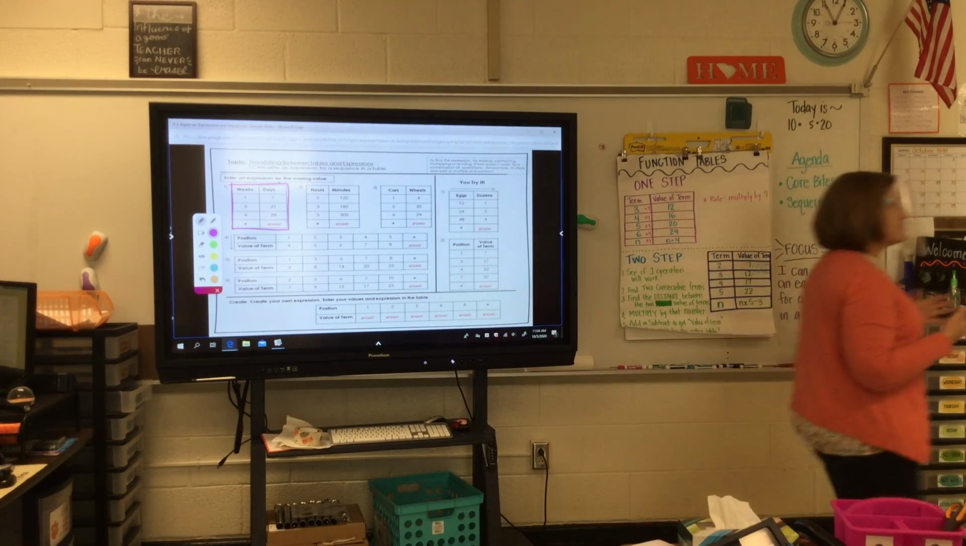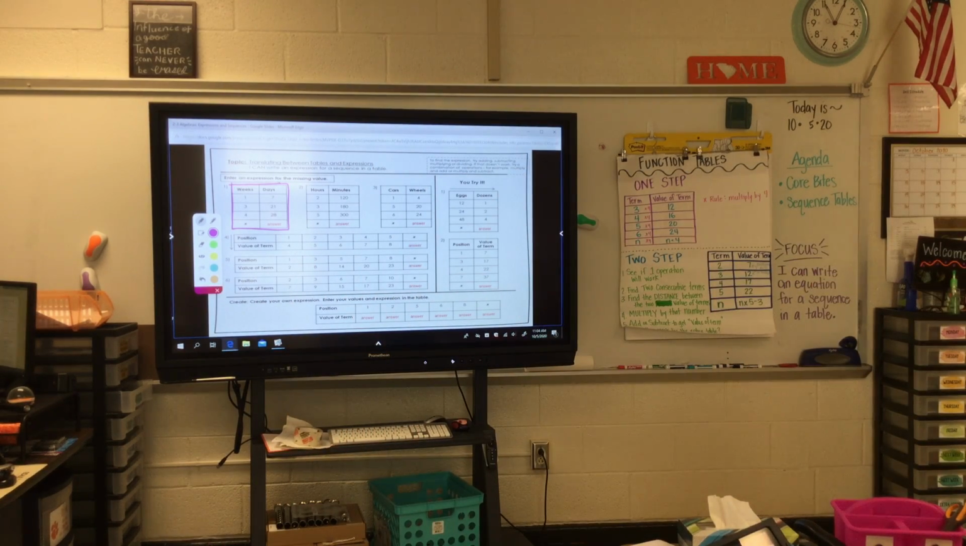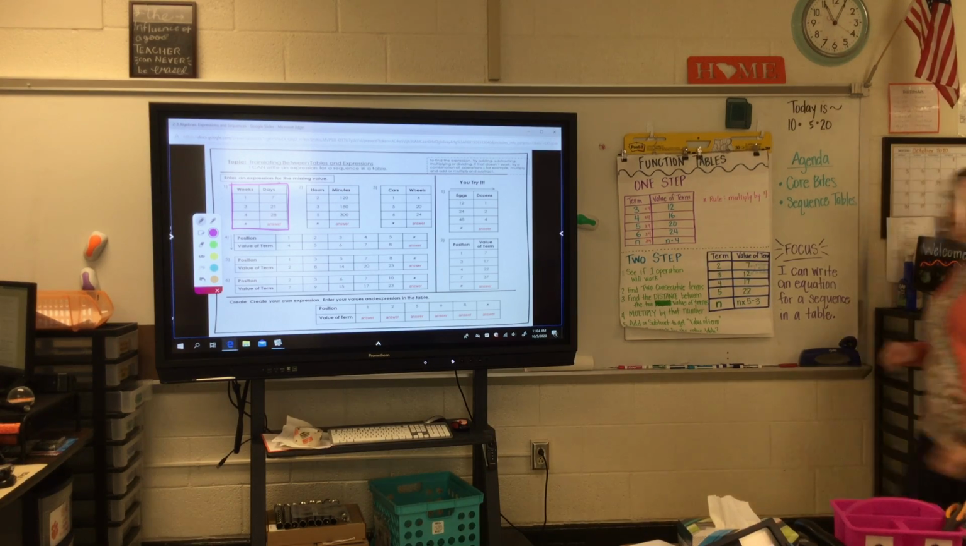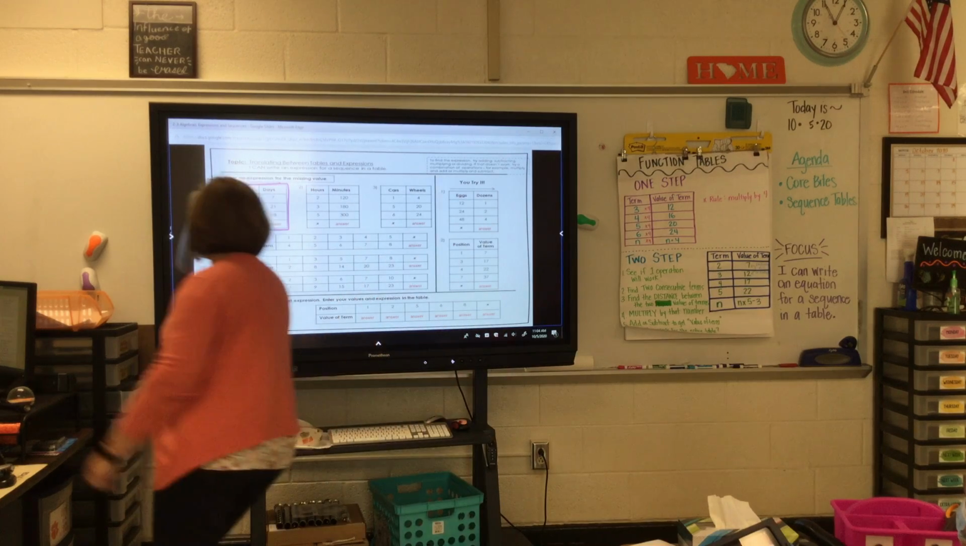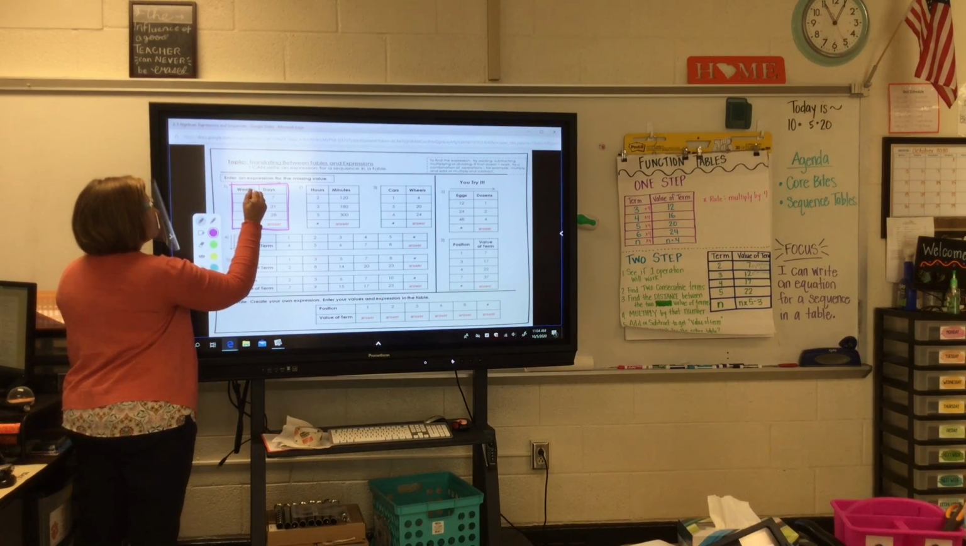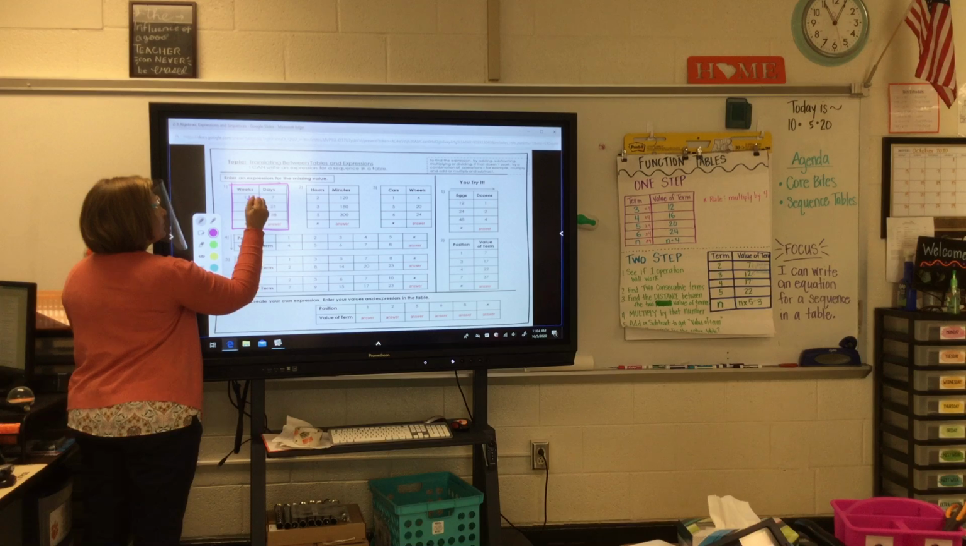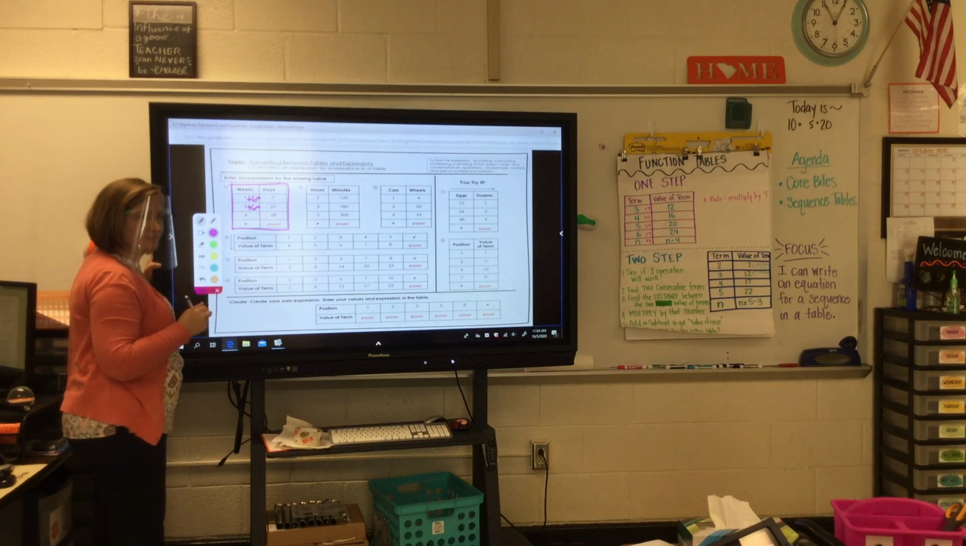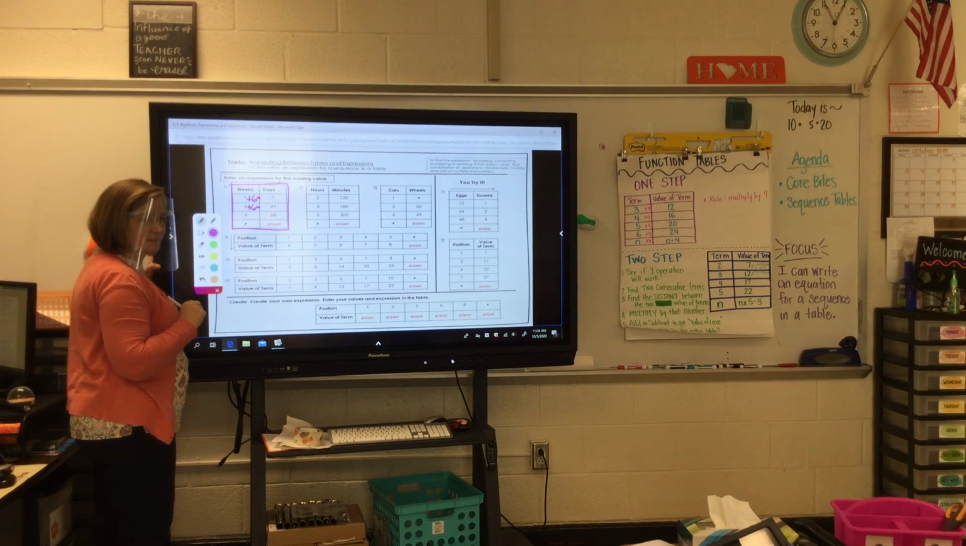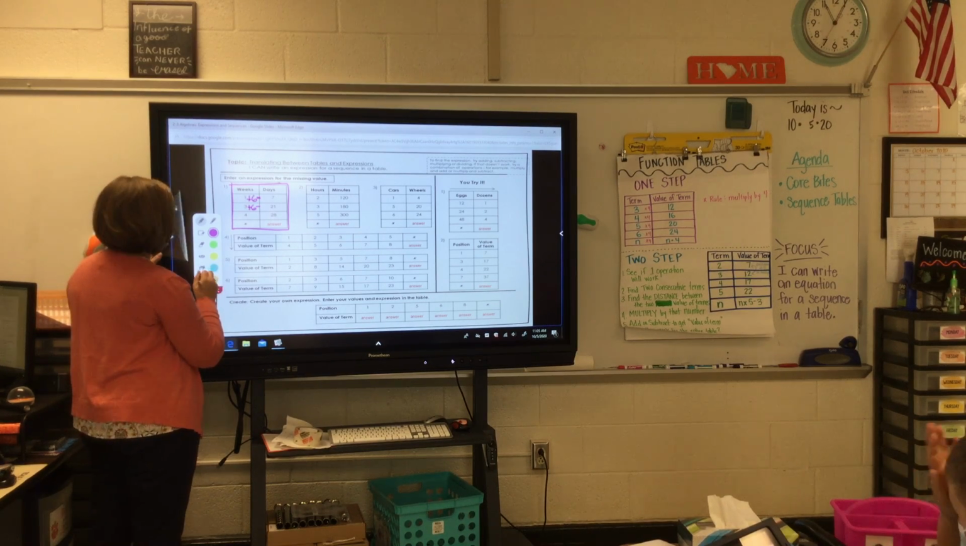All right, let's talk about this. What's one way I can get from 1 to 7? Add. What can I add? 6. 1 plus 6 is 7. 3 plus 6 is 9. Does it work? Nope. That does not work. So it cannot be plus 6.